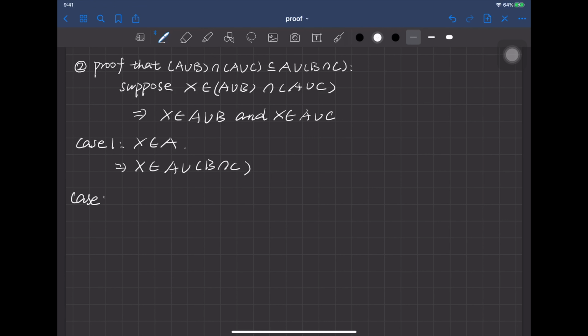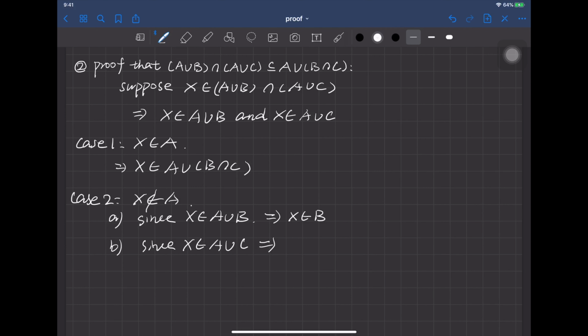Now, case 2 is if X is not an element of A. But we have X is an element of A union B. Since X is an element of A union B but X is not an element of A, X must be an element of B, because X is in at least one of A or B. For the same reason, since X is an element of A union C but X is not an element of A, X must be an element of C.